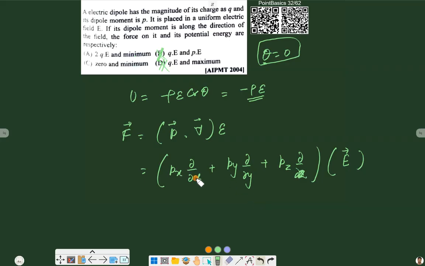Now, from this, and you have also studied it in a simpler form, if the electric field is constant, then the force on a dipole is also 0. And from this relation you can also find out that if the electric field is not changing, E is constant, so all of the derivatives will be 0, and the force will also be 0. So force is 0, and here energy is minimum. So option C will be the right answer. Let's move to the next question.